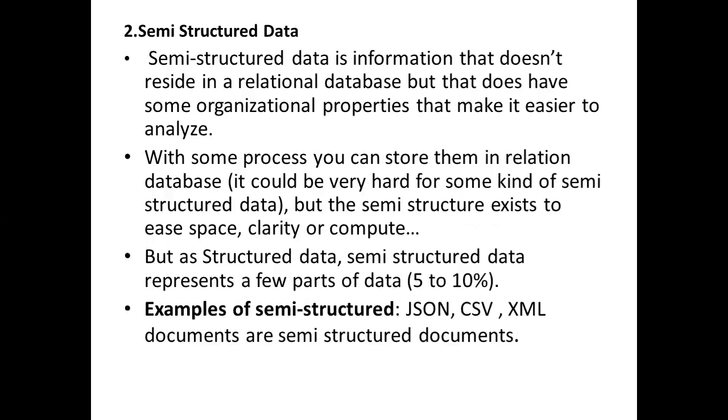The next one is semi-structured data. Semi-structured data is information that does not reside in a relational database, but that does have some organizational properties that make it easier to analyze. With some processing, you can store them in a relational database, but semi-structured data exists for reasons of space, clarity, or compute. Semi-structured data also represents only a small part of the data, 5 to 10%. The best examples of semi-structured data are JSON, CSV, and XML documents.